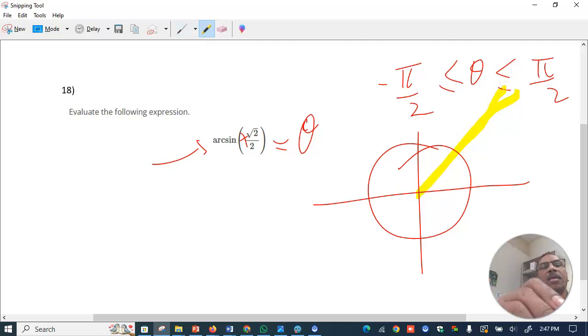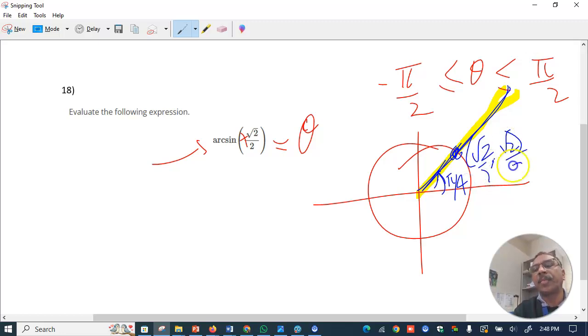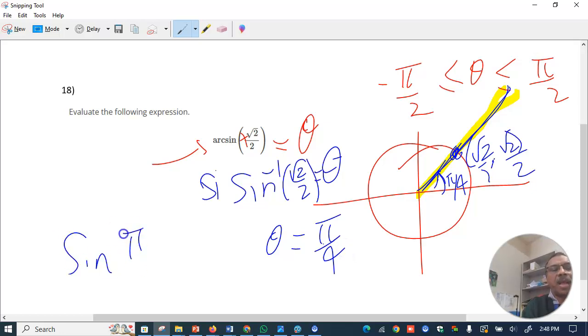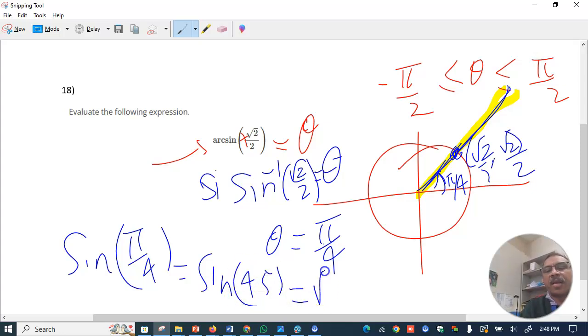So this is 45, right? This point is cosine of the angle, whatever that is, 45, which is pi by 4. So this is root 2 and root 2. And you can see the answer has to be, so this is like sine inverse of root 2 is theta. So theta has to be pi by 4, because sine of pi by 4, which is sine of 45, is root 2. That's it, you're done.